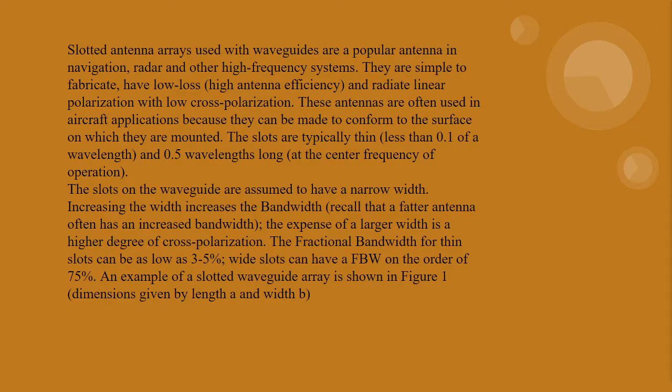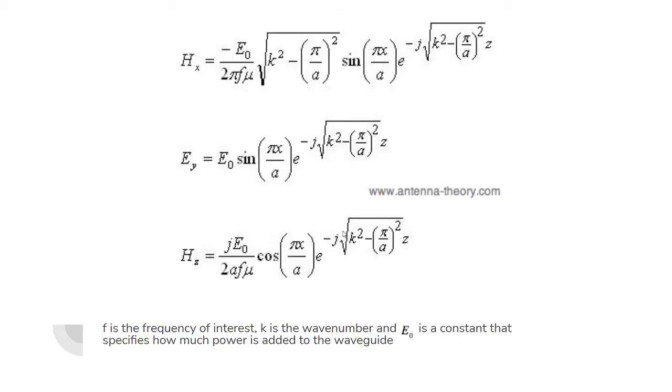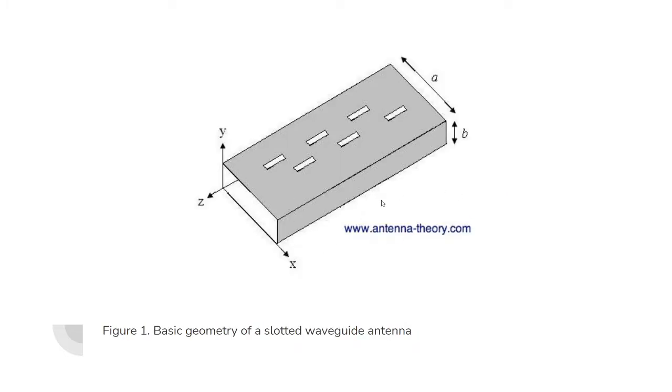An example of a slotted waveguide is this. Figure 1 is the basic geometry of a slotted waveguide antenna. As you can see, in the cavity-backed slot antenna, each slot could be independently fed with a voltage source across the slot. However, especially for large arrays, this would be very difficult to construct. Instead, the waveguide is used as the transmission line to feed the elements.